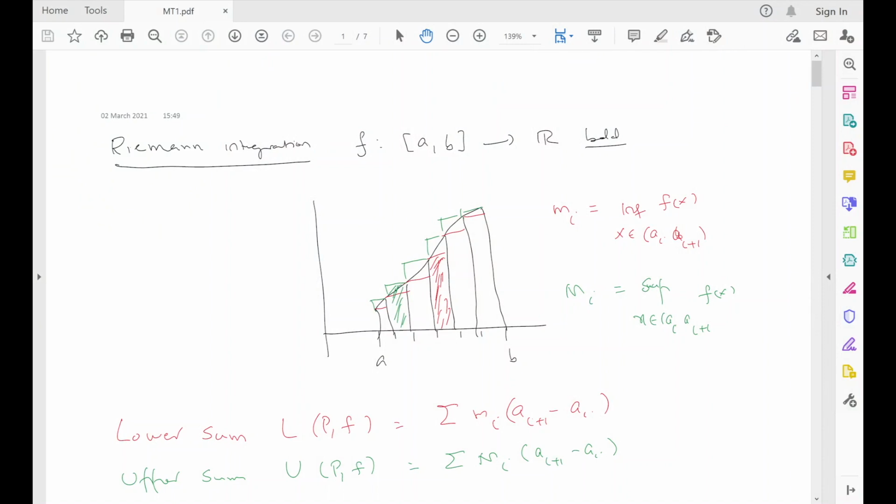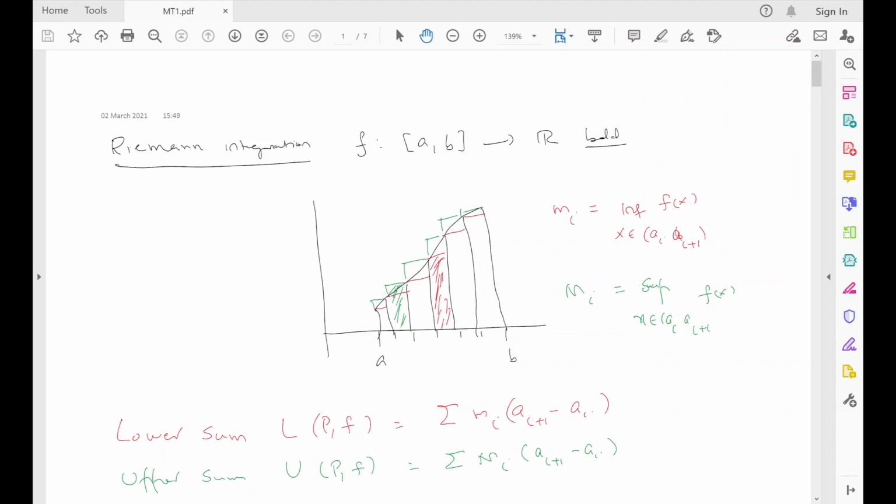Okay, so we have Riemann integration for bounded functions. So, boundedness is important here. f is a function defined in an interval [a, b] taking values in the real line. So, we will stick to real valued functions. Okay, most of what I am saying can be done for complex valued functions as well.